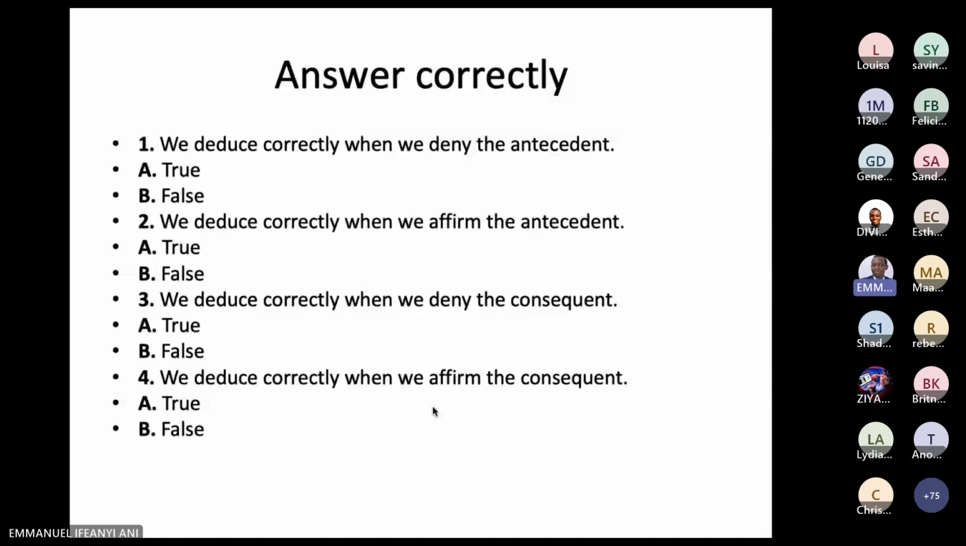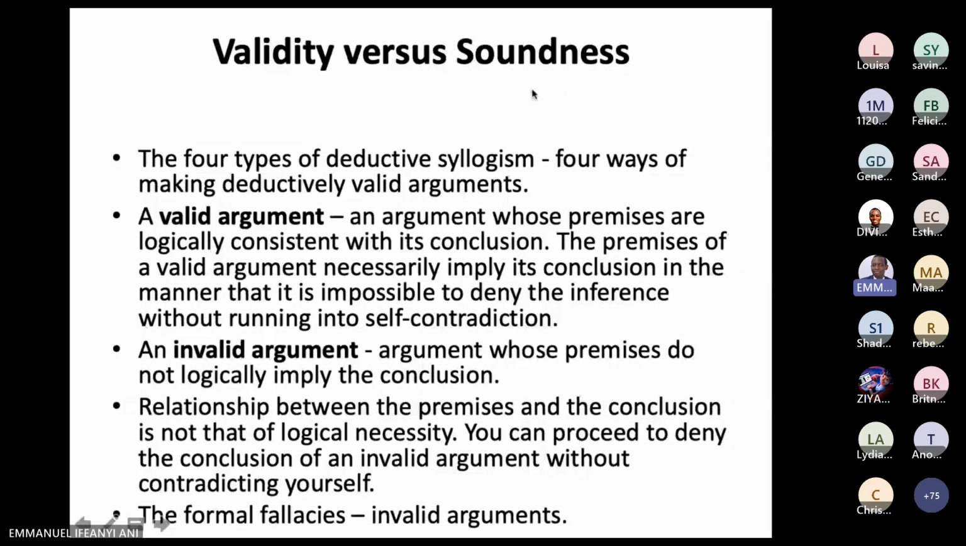Now let's look at validity versus soundness. So now we have understood validity. There are only 4 valid arguments: a modus ponens, a modus tollens, a hypothetical syllogism, or a disjunctive syllogism. Any other one is invalid. So the 4 types of deductive syllogism are 4 ways of making deductively valid arguments.